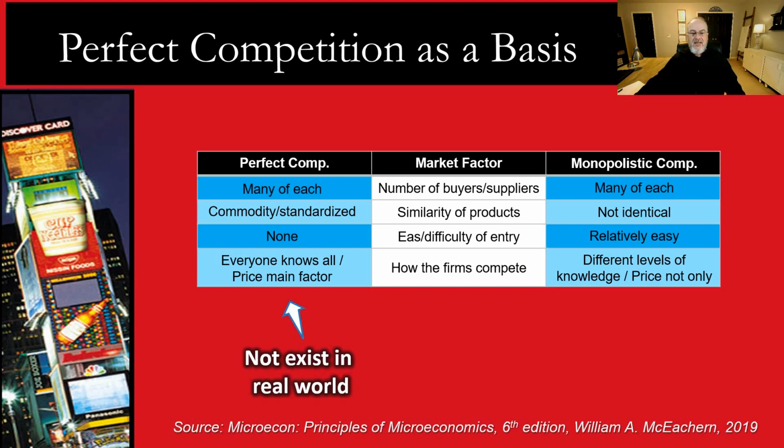So price is not the only factor there. We can make our products different because of the level of knowledge that we have and the level of knowledge that buyers have. So this is really where most of the real world comes in. Most of the real world is monopolistically competitive in the West, in free market economies. So that's why we want to focus on it so much.